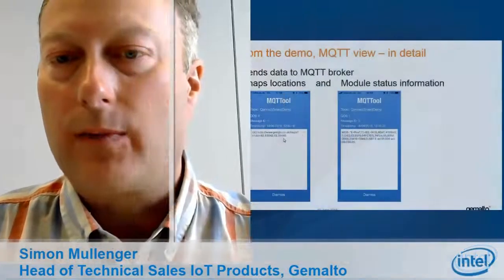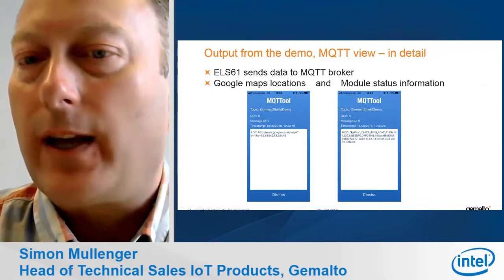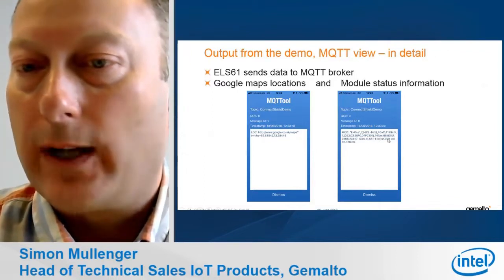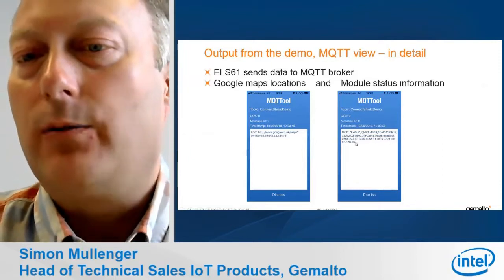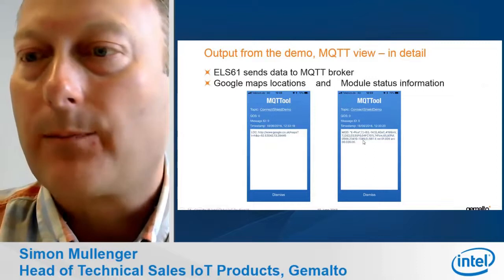So here, if I was to click on the location message, then I actually get the Google Maps location here in Berlin. And if I was to click on that module status message, then I get the same kind of operator information that I showed you before, including the module's ARN and things like that, the module software versions and things like that.